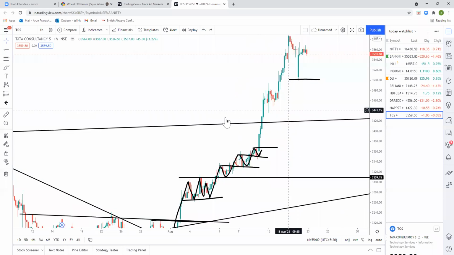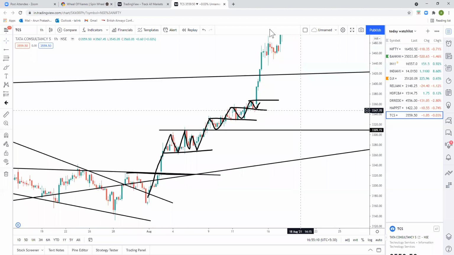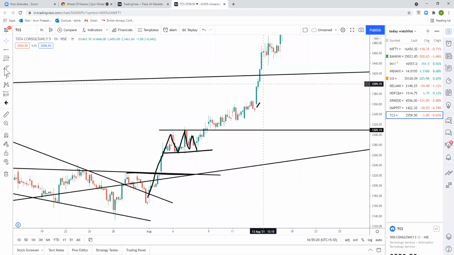Okay, see, trending days, I just do it based on price action. Okay, see, any market, any stock or any index cannot keep on going up like this.